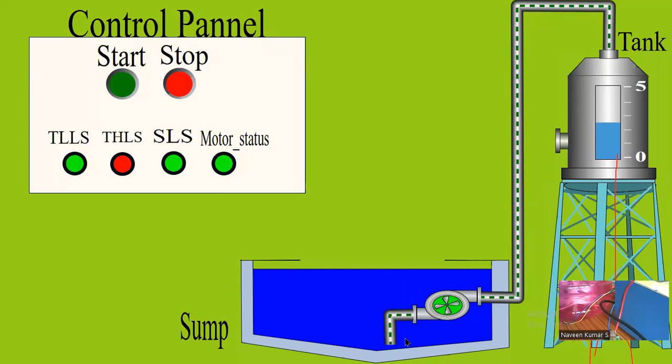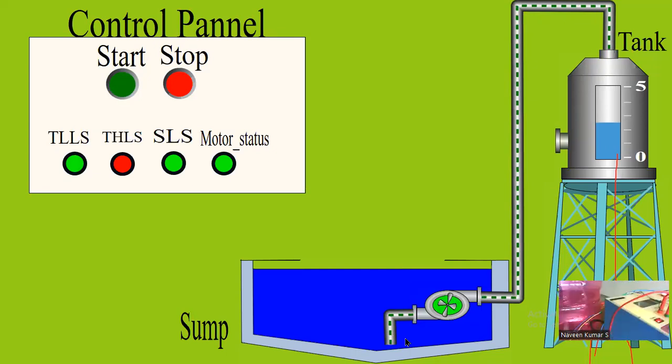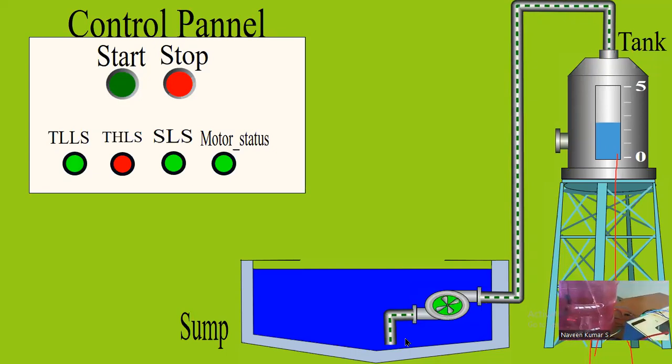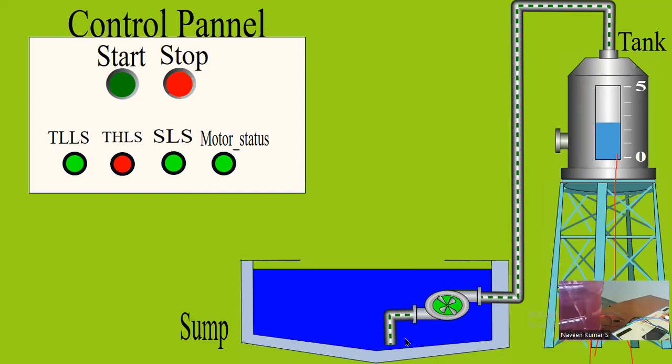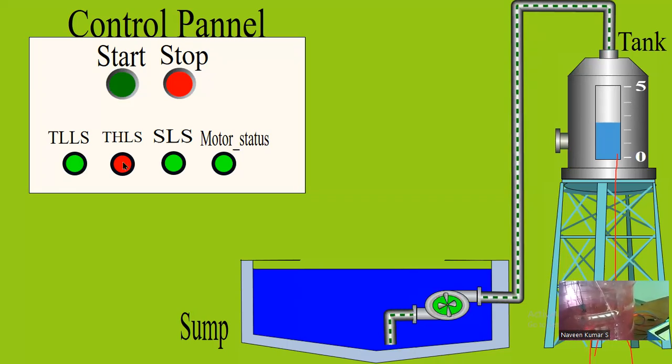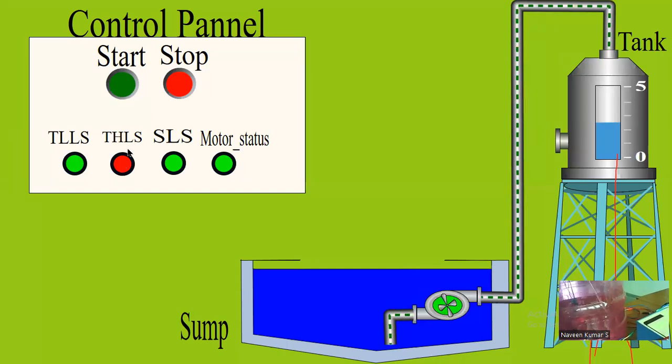Now I will be showing the full filling of this water tank, I mean the overhead tank. When will the motor be turned off? When the water reaches above the upper level sensor, that is the high level sensor, the motor will turn off automatically. Now you keep an eye on the tank high level sensor, and this is the real-time sensor I have used in the field. That is here.